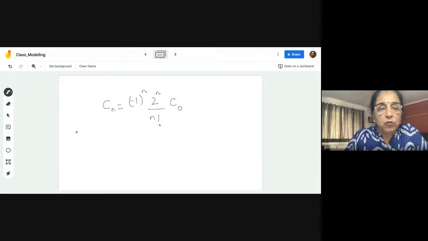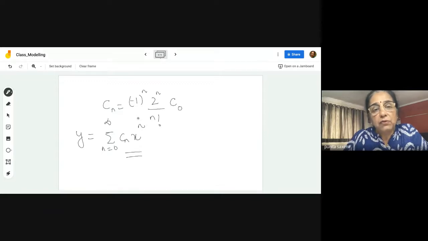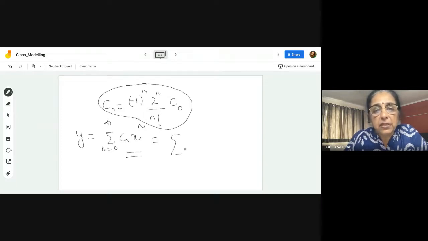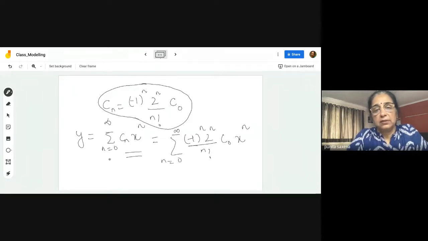But then what was your power series? Your power series was summation Cn x to the power n, n from 0 to infinity. We had assumed this as our solution, for which we have obtained our Cn to be this. That means the power series, which is going to be a solution for this differential equation, is actually nothing but this, n from 0 to infinity. So with these as the coefficients, it should be my solution.